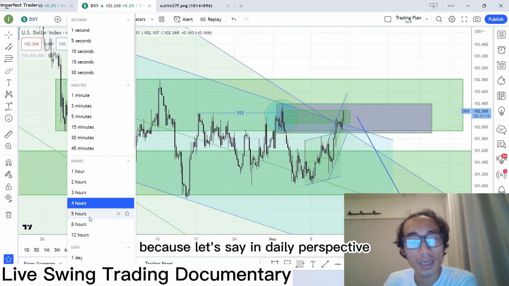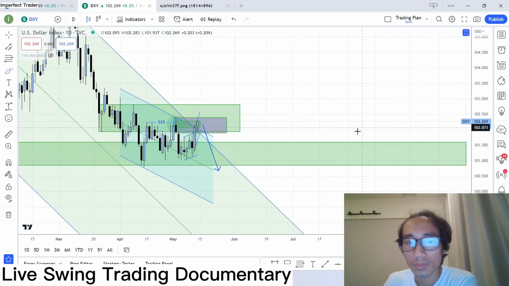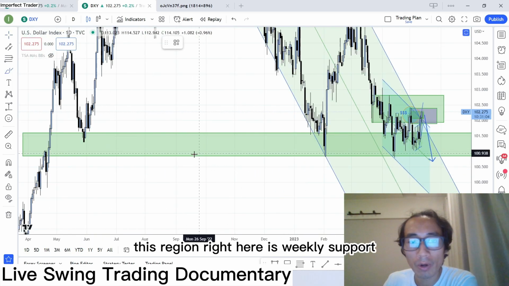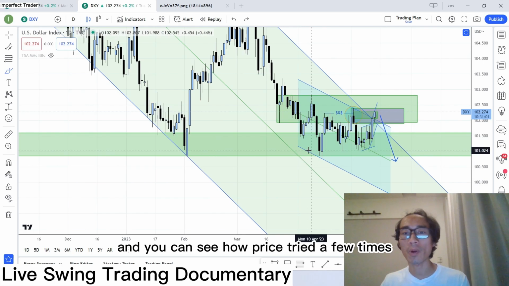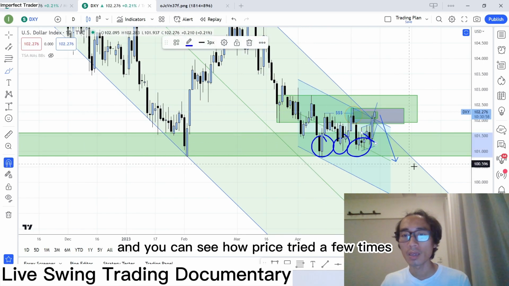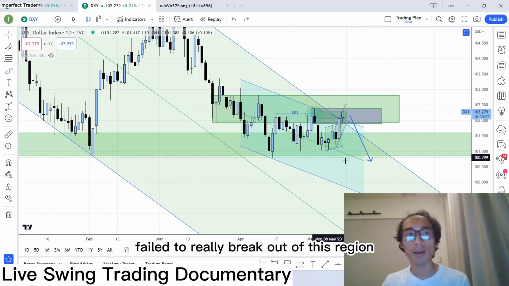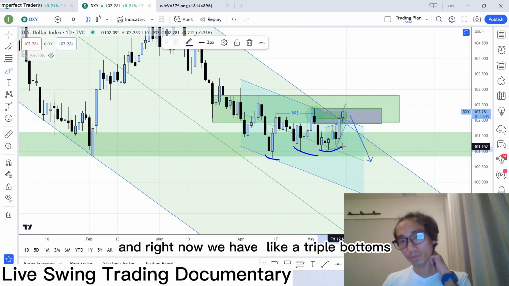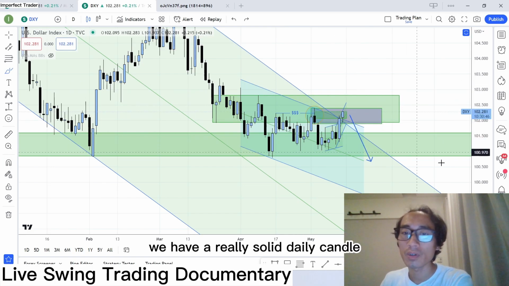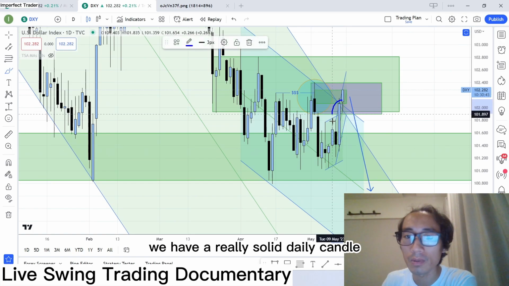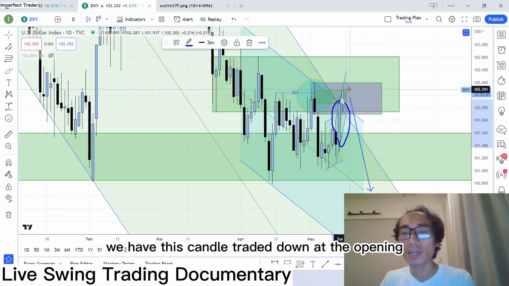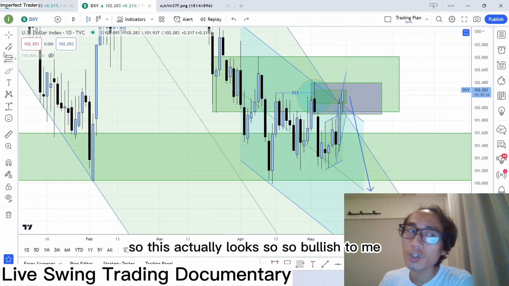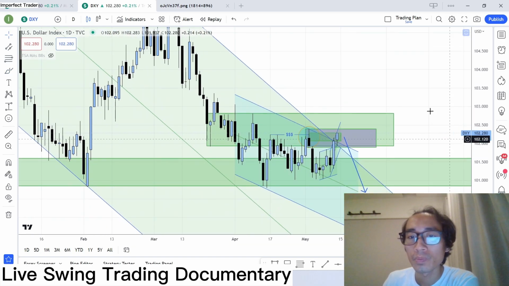Because let's say from a daily perspective, this region right here is quick support, and you can see how price tried a few times and failed to really break out of this region. And right now we have a triple bottom. We have a really solid daily candle. This candle traded down at the opening, and now it's trading up.